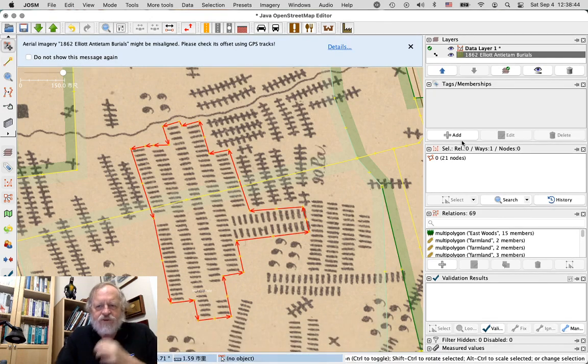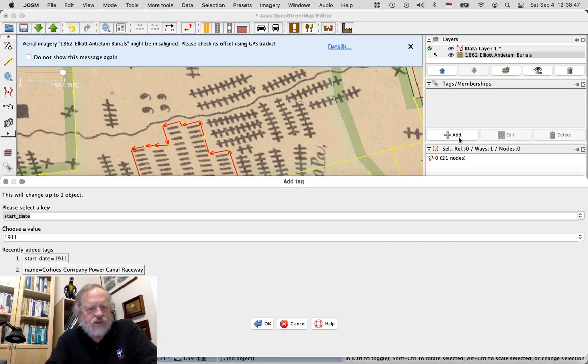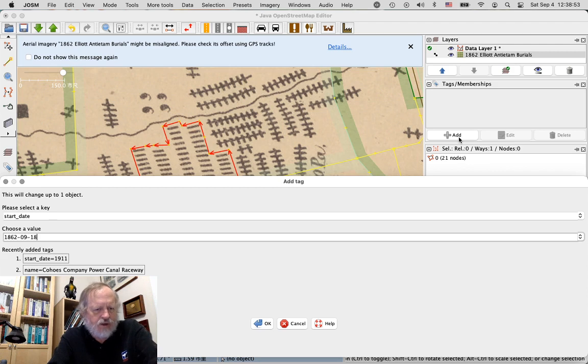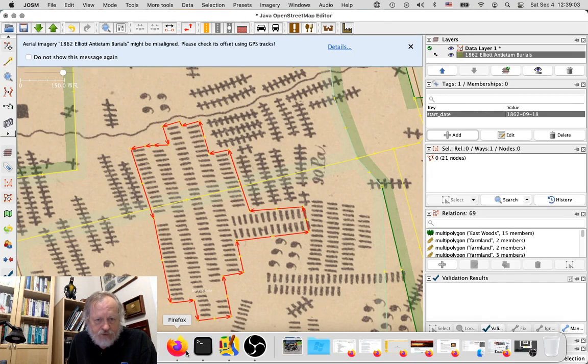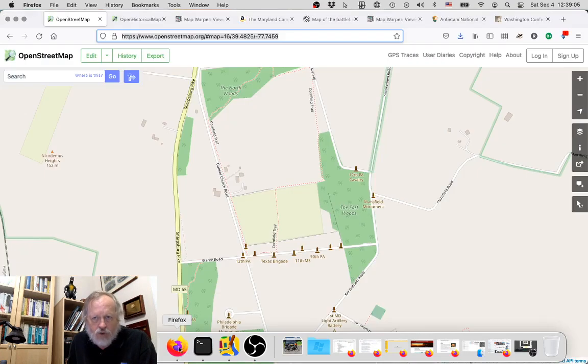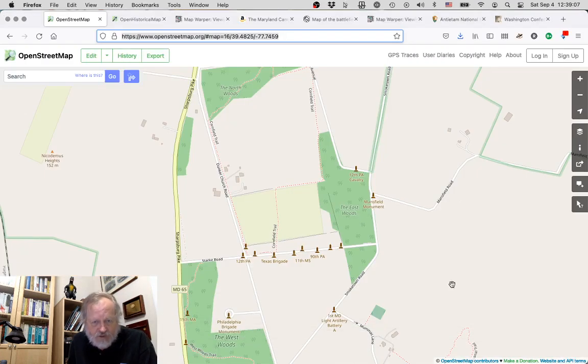So tagging, first of all, start date 1862-09-18 is the earliest possible date for the burial. Where do we get an end date from? Well, these were all temporary burials. We know that everyone was reburied somewhere else. Well, not everyone, because they still occasionally run across remains on the battlefield, but the bulk of the bodies were dug up and moved.